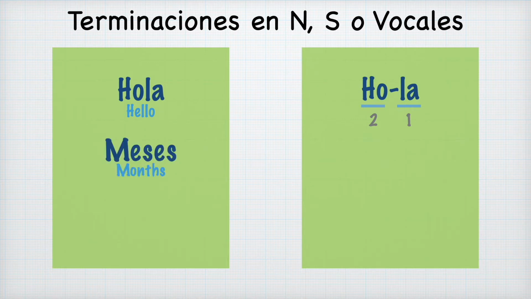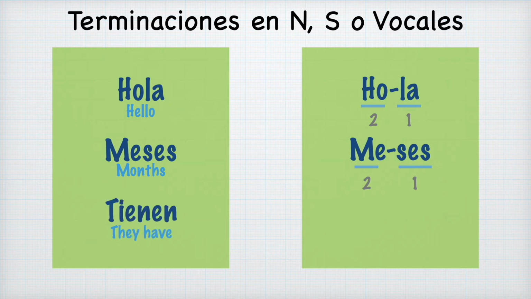We have meses, and it means months. And this one ends in S, and it also has two syllables, ses, me. Ses is the first syllable, me is the second syllable. And then we have tienen, which means they have. And again, we have nen and tie. Nen is the first syllable, tie is the second syllable. I have a previous video where I talk about syllables and how they're formed. I'm going to leave the link in the description.